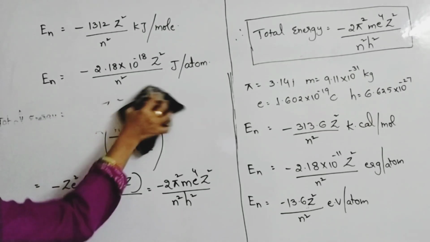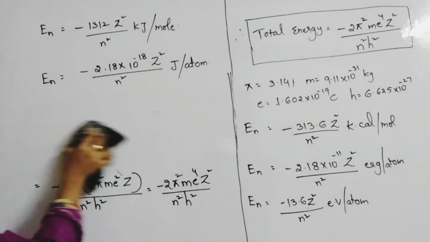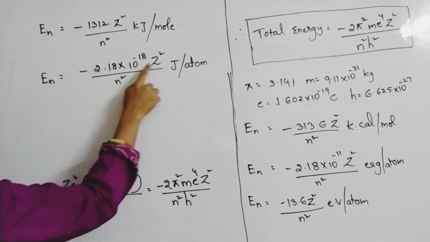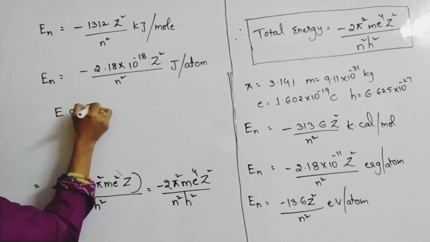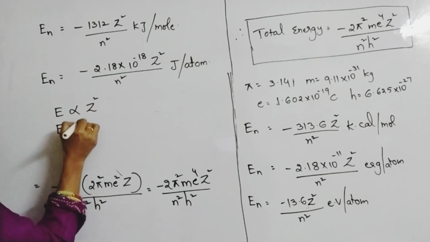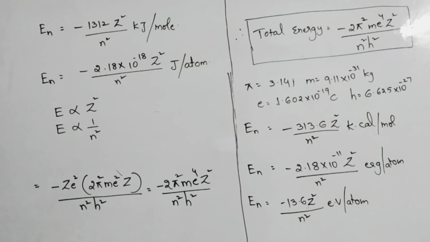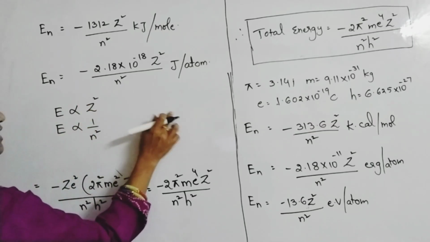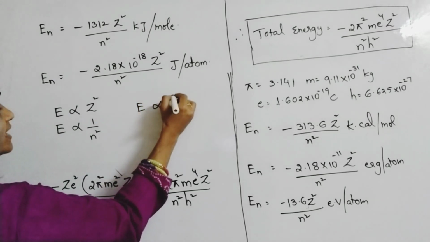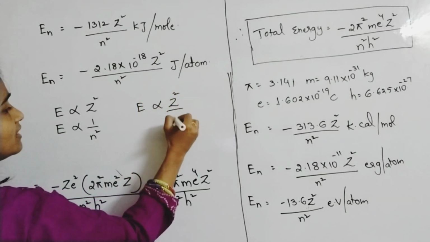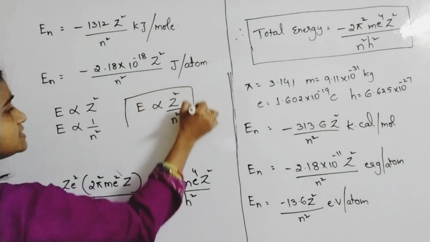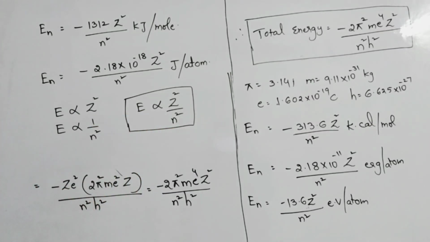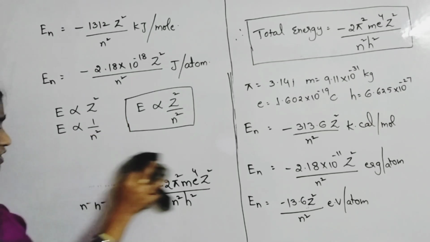You can also observe one more important point, that the energy of the electron is directly proportional to what? Z square. E is directly proportional to Z square and E is inversely proportional to N square. If you combine these two, what will you get? E is directly proportional to Z square by N square. So you can frame one equation based on that relation.